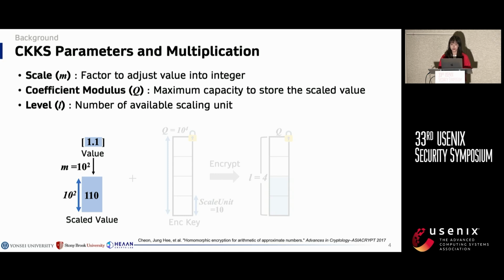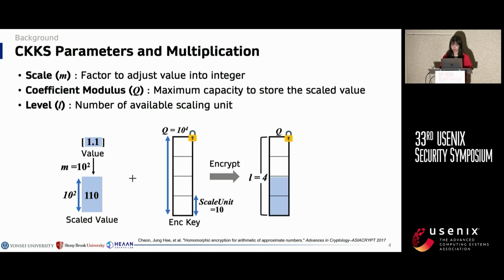CKKS converts the fixed point number to an integer by multiplying a large integer called scale. In the example, we multiply 1.1 by 100 to get a scaled value of 110, where 100 is the scale. The scaled value is added to the encryption key and then encrypted into a ciphertext. The encryption key limits the scaled value to a maximum capacity, which is called the coefficient modulus.